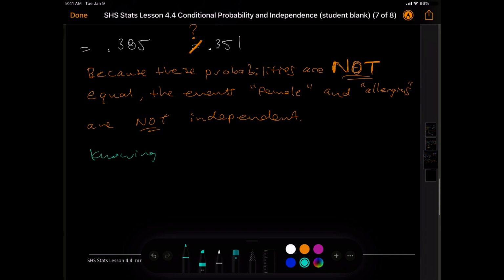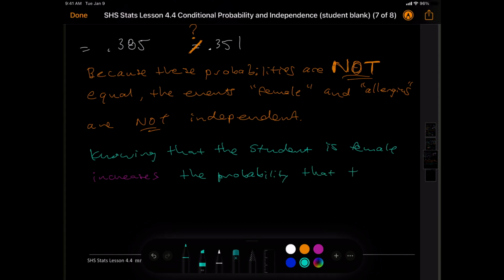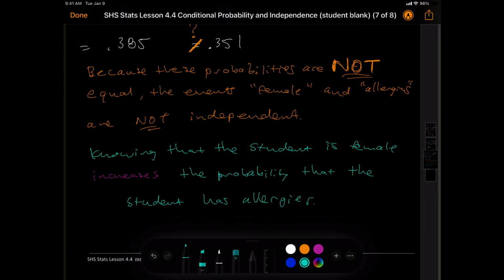Knowing that the student is female increases the probability that the student has allergies. I'll tell you why I got "increases" in a second. Okay, now how did I get increased?